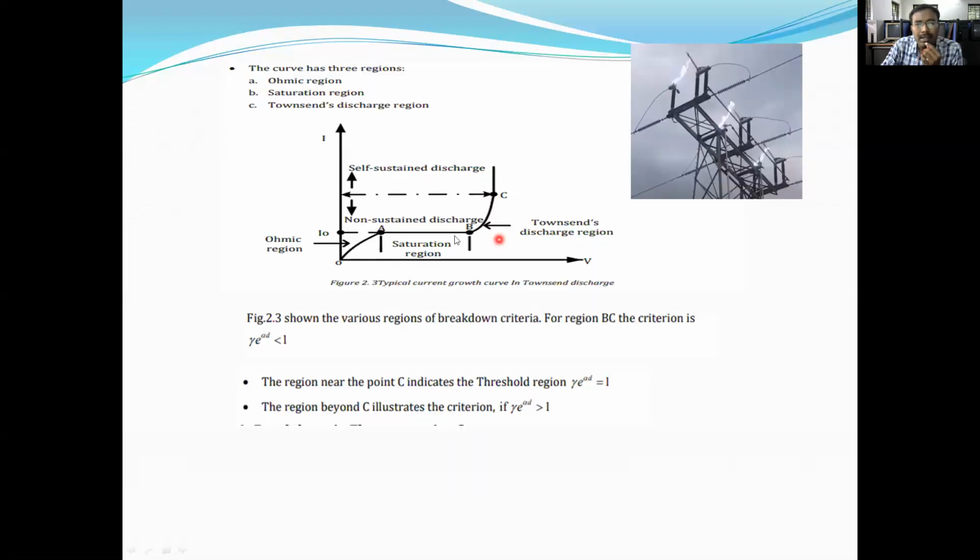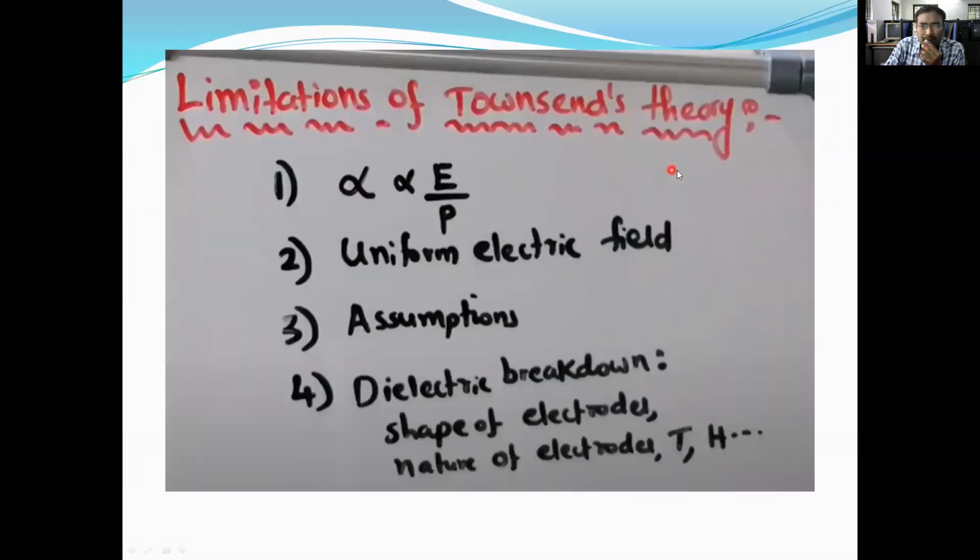Then the next concept, limitations of Townsend's theory. In Townsend's theory, alpha, called the primary ionization coefficient, is proportional to the E by P ratio. E is the electric field, P is the pressure here. Why is it taken like this? There is no proper proof for this explanation. Why is alpha taken as proportional to E by P? There is no proper proof. He has taken it as an assumption that alpha is proportional to E by P.